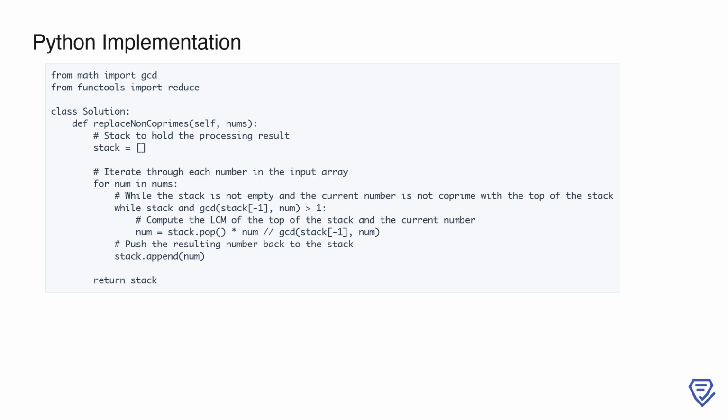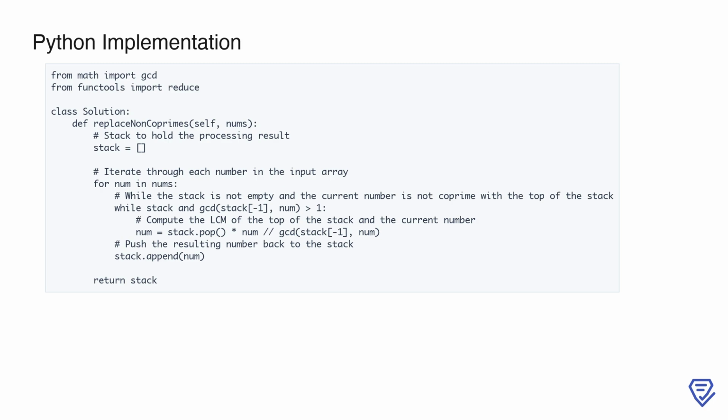2. Stack setup. An empty list, stack, is initialized to keep track of the processed numbers as we iterate through the input array. 3. Main loop. For each number in the input array nums, we check if it is coprime with the top number in the stack. This is done using the GCD function. If the greatest common divisor is greater than 1, it means the numbers are not coprime. 4. Merge non-coprime numbers. While the stack is not empty and the current number is non-coprime with the stack's top, we calculate the LCM of the two numbers.